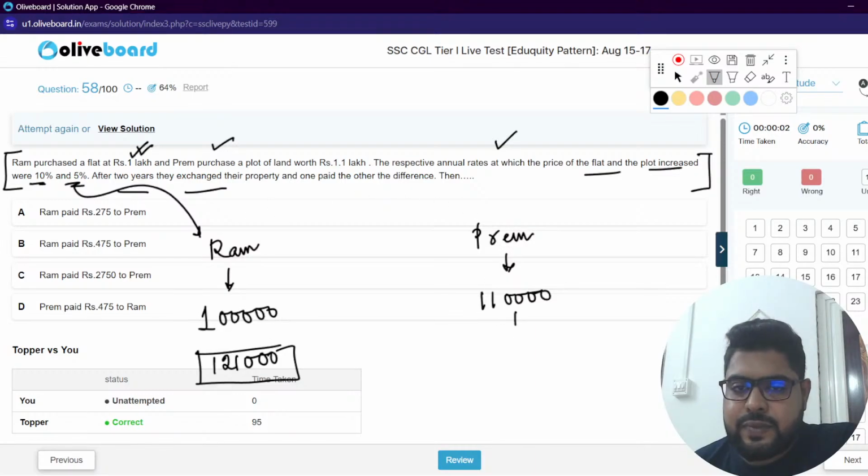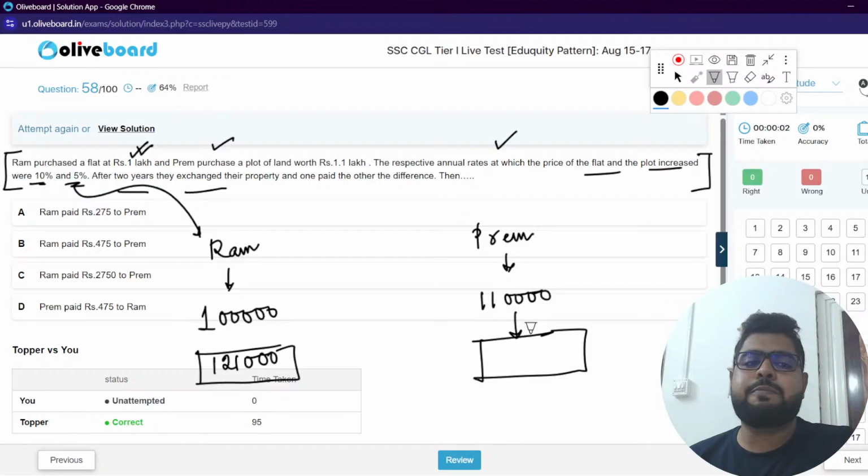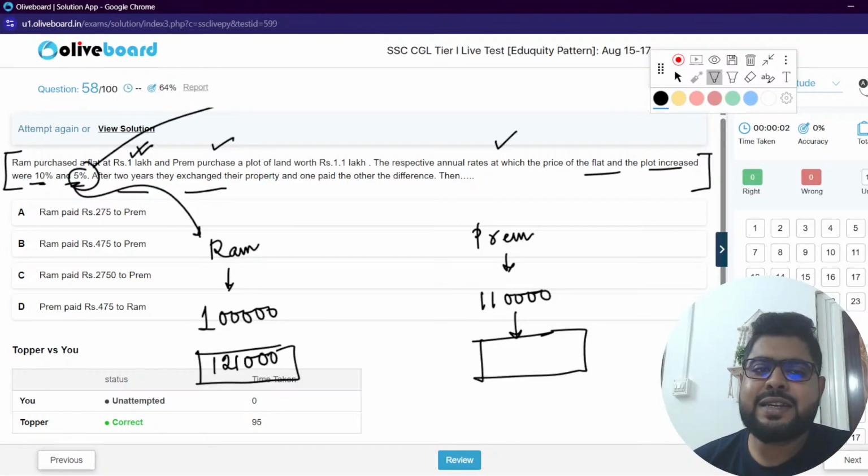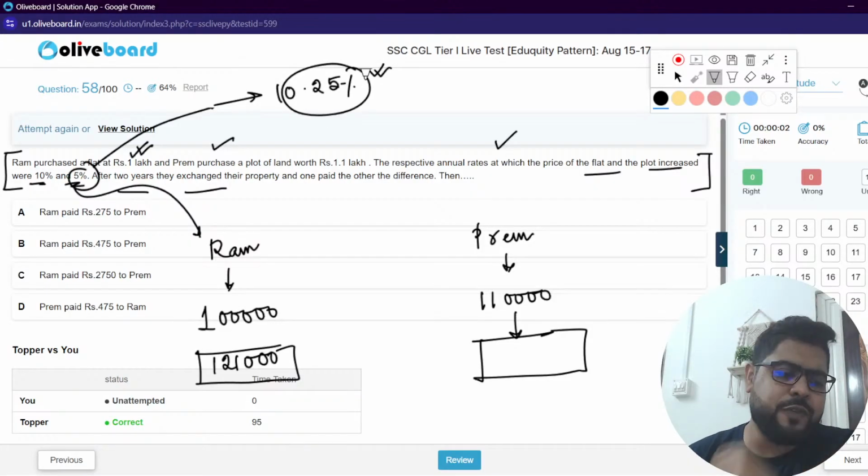And what will be the value of the plot that Prem has purchased? 5% for 2 years, the increment becomes 10.25%. You can use the AB theorem to figure this out.